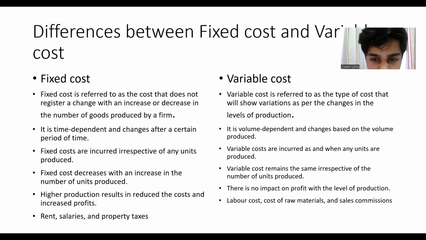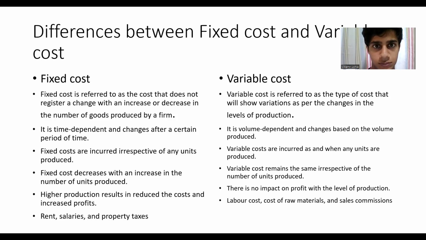Whereas variable costs such as labor and raw materials will definitely change. As we increase the production, there will be more cost involved in the cost of raw materials. So if a firm is producing 50 units of cotton clothes and they want to increase it to 100, there will definitely be an increase in the cost of raw materials used. And fixed costs are time dependent and change after a certain period of time.